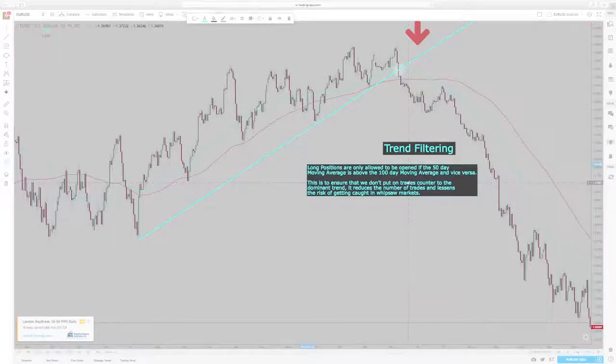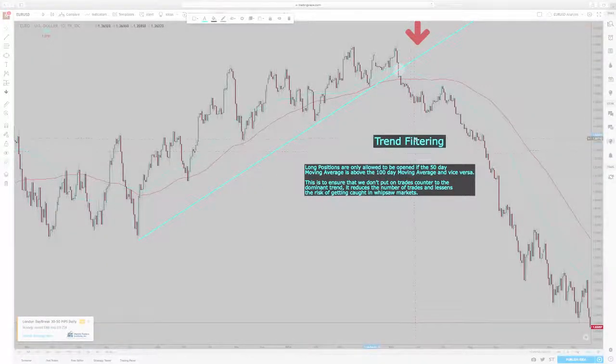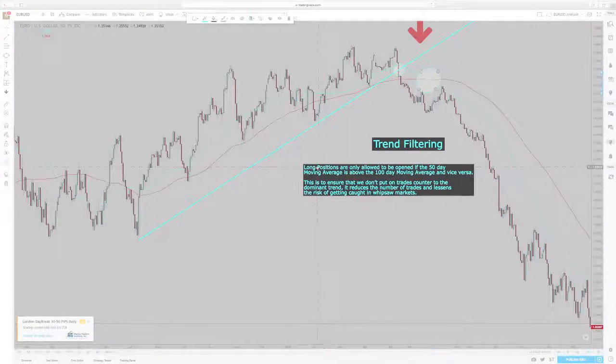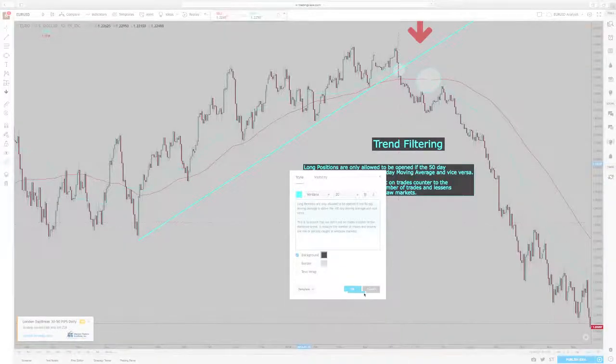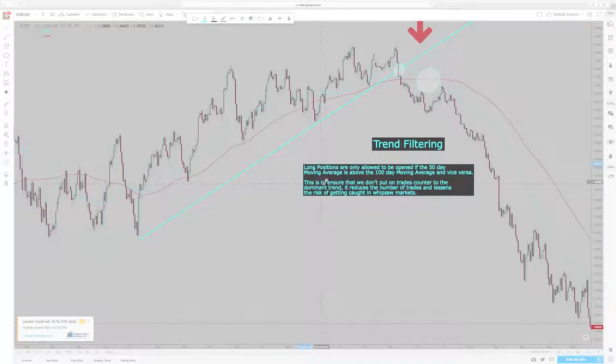but we still need to follow our trend filter. We're not allowed to trade this yet. So what are we looking for? The crossover right here from our trend filter. For long-term positions, you are only allowed to be open if the 50-day moving average is above the 100-day moving average and vice versa. So we're not looking for long positions. We're looking for selling positions, shorting positions.